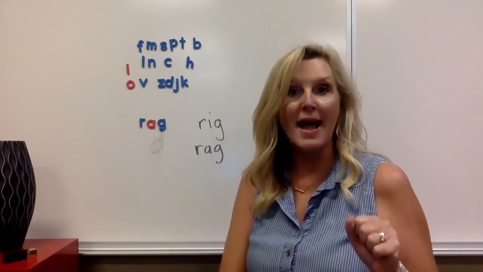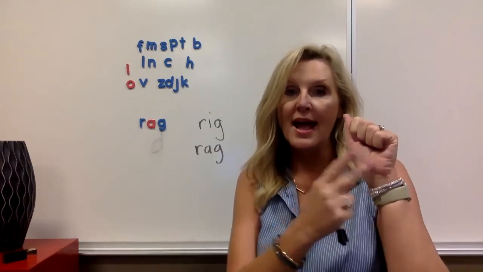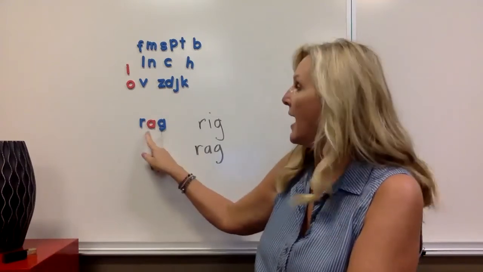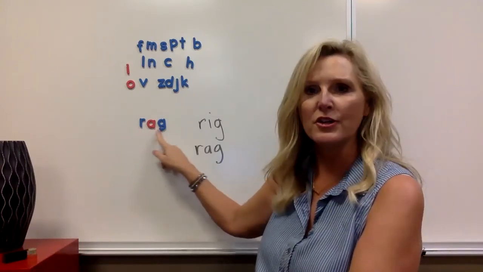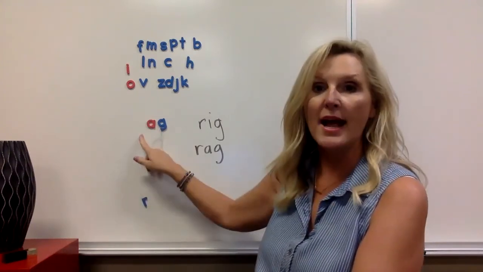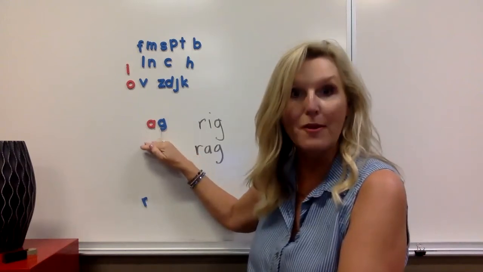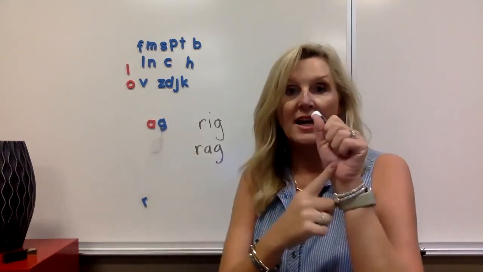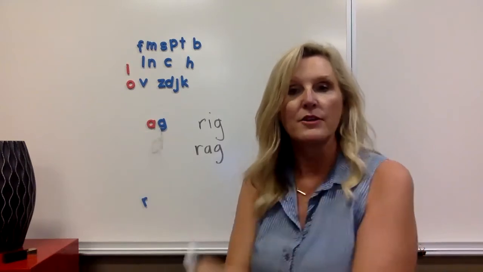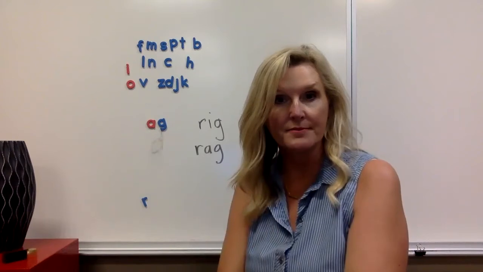Let's change one letter in rag, and let's change rag to bag. So say bag. Bag. One syllable. Let's tap it. B-ag. Let's check it here. B-ag. Which letter is different? The beginning. It's not rag anymore. The ag stays the same. And now we're going to have bag. B-ag. Tap it out with me.